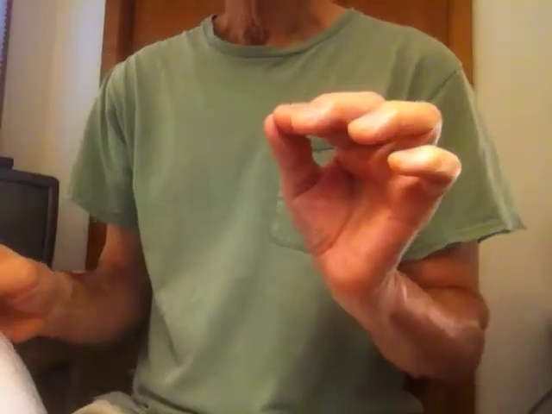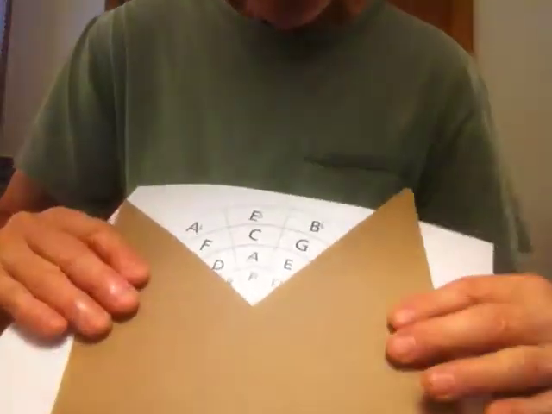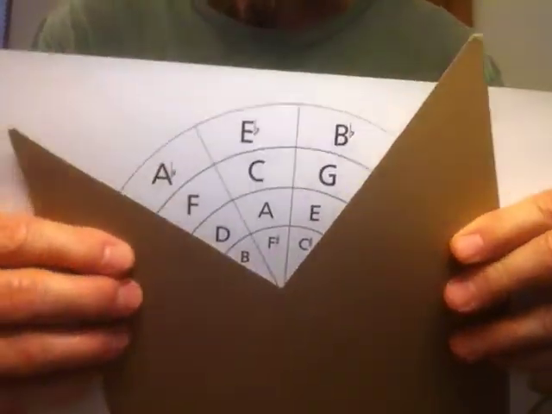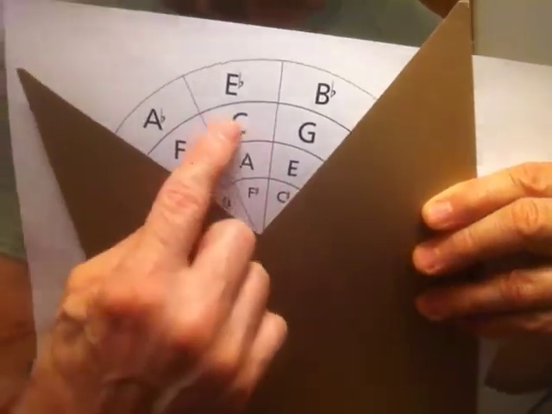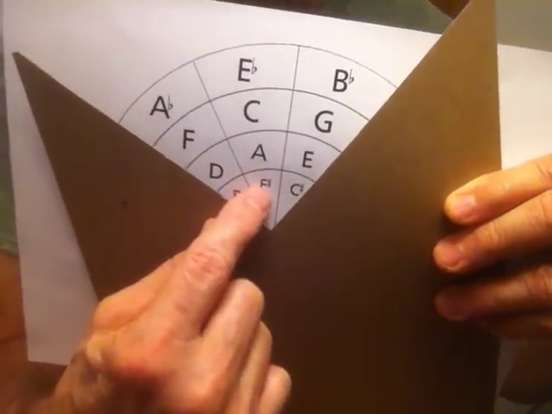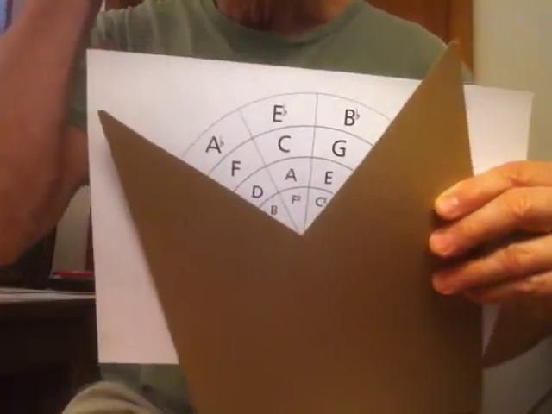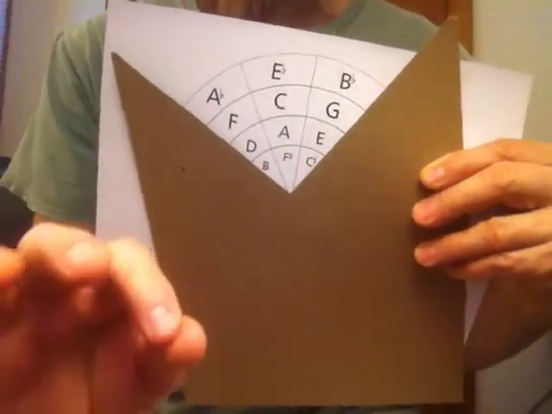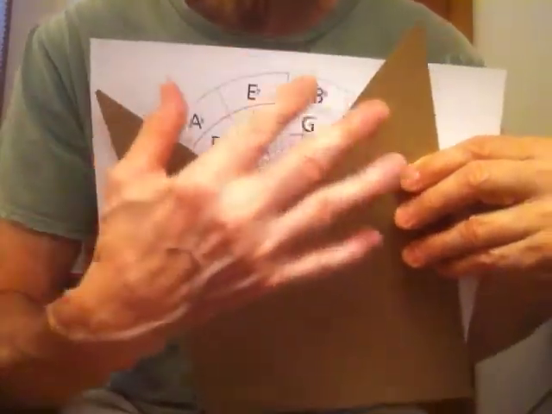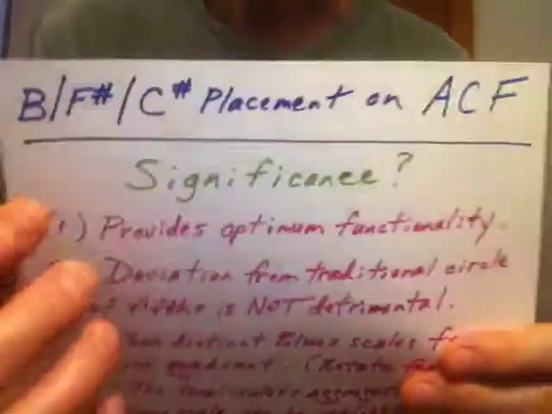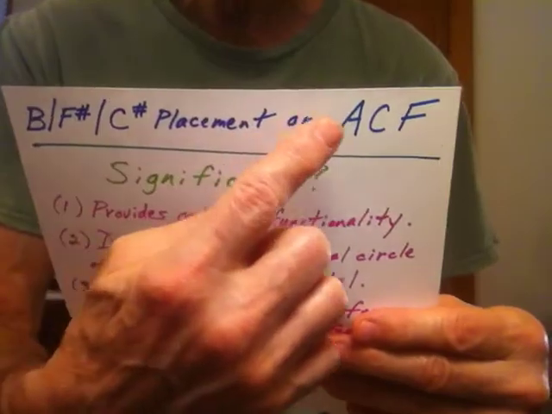Now you say, okay, Joey, you talked about this diminished data ring, and you talked about how some people put the B tone here, and they put the B tone either here or somewhere else. And I tried that. And it doesn't work. It just doesn't work. I've tried all different combinations. So ultimately you would ask, what is the significance of that B, F sharp, C sharp placement on the amplified circle of fifths.